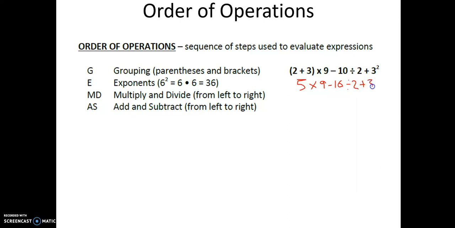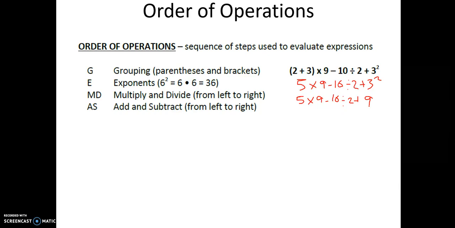plus 3 squared. And I do realize that the writing here is very small, but we are fitting all of 7th grade onto the front and back of a piece of paper. So, okay, E is for exponents, and I do see an exponent. I see 3 squared. So I'm just going to bring down the rest of my problem. 5 times 9 minus 10 divided by 2 plus 3 squared is 3 times 3, which is 9.